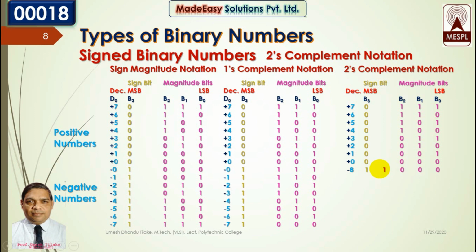See over here, carry generated from B2. As the carry is generated from B2, that is magnitude bits, it will be used to indicate the magnitude of that number. So magnitude of 1 0 0 0 is 8 and this MSB represents the negative sign. So it is basically minus 8, not minus 0. Okay, now let's write the next number, that is minus 1.